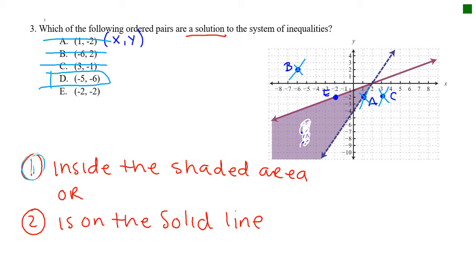But because D was inside, that's why D had to be my very first option. So that was going to be the shaded area first. If you don't have anything, then you're going to go to step 2, which is going to be on the solid line. Hopefully this makes sense, okay? Just remember, shaded area or solid line, okay? So try the next one.